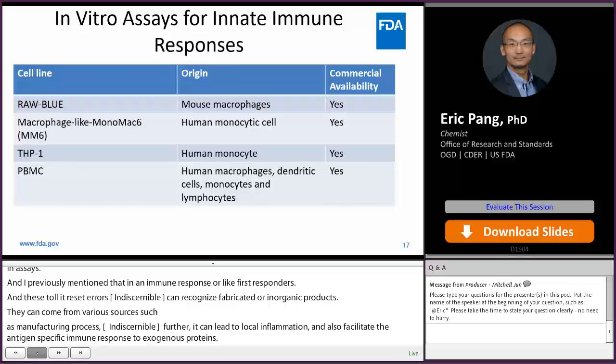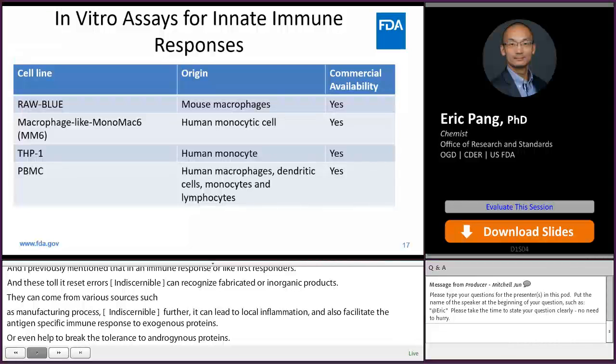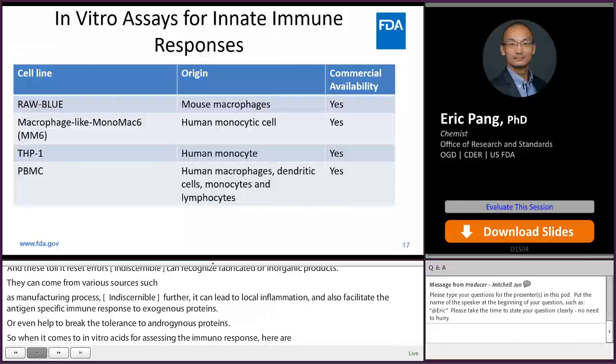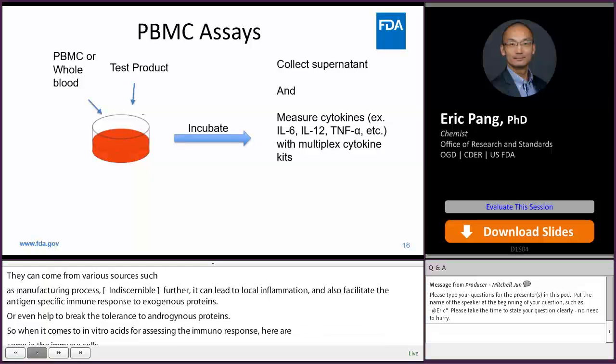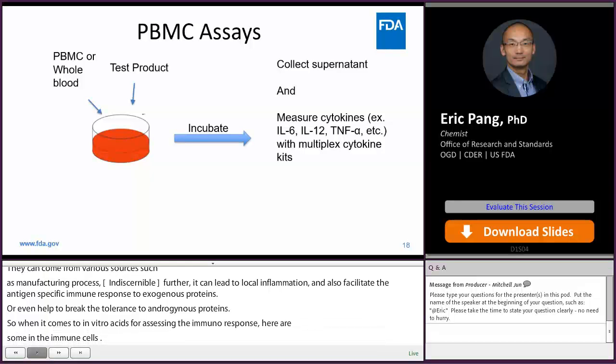So when it comes to in vitro assays for assessing innate immune response, here are some of the innate immune cells one can use. Most of these cell lines are of human origin, with the exception of RAW-Blue, and all of them are commercially available. PBMC can also be used in the innate immune assays.